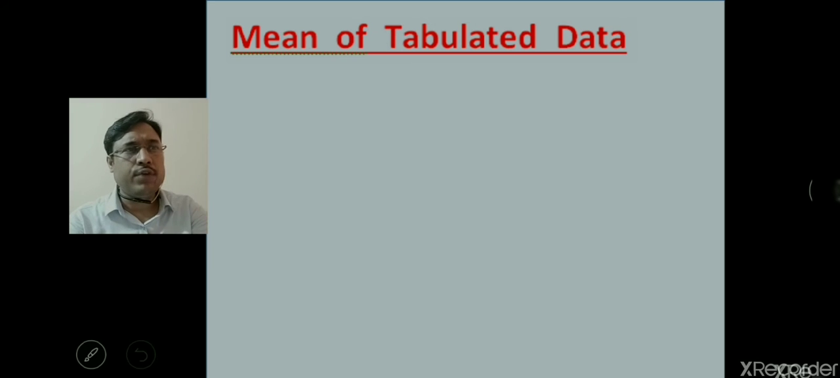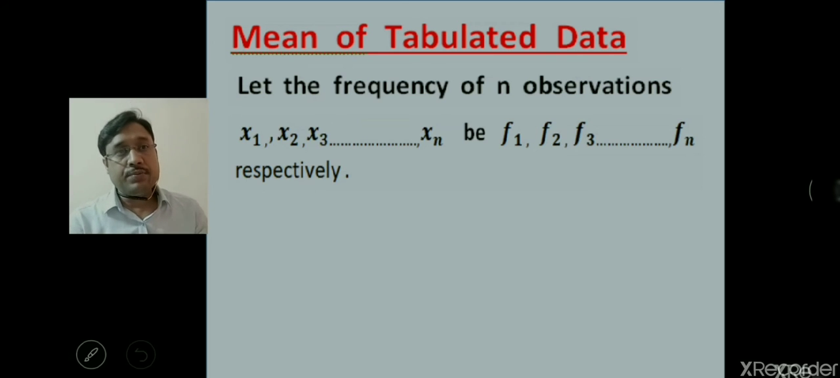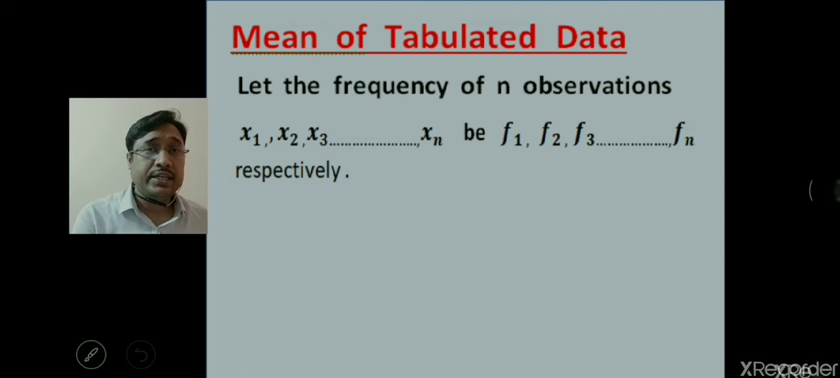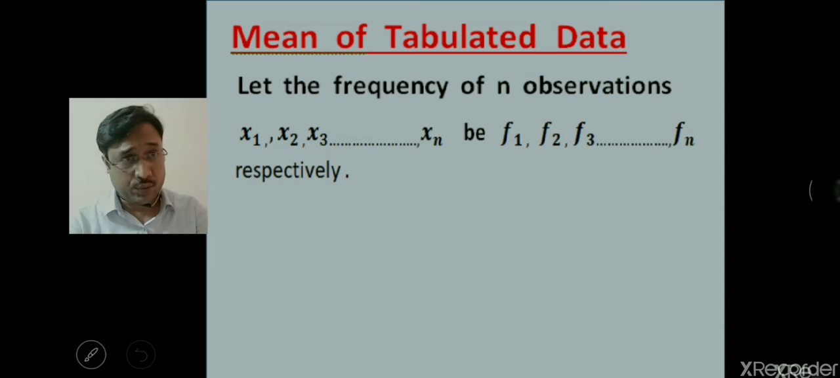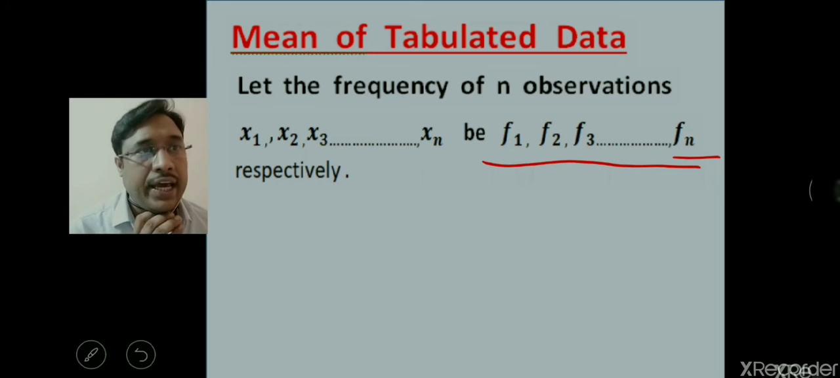Before that, we will see what formula you will use. Let n observations be x1, x2, x3, and so on up to xn, and let their frequencies respectively be f1, f2, f3, and so on up to fn. That means the frequency of x1 is f1, the frequency of x2 is f2, and similarly the frequency of the numerical data xn is fn.